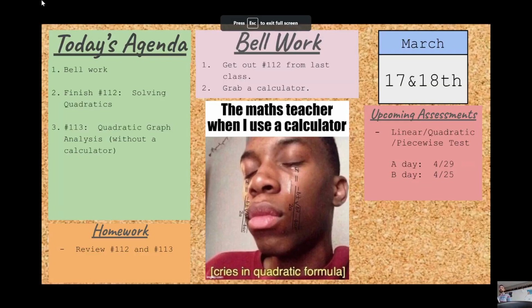First thing we need to do is look at and work on number 112 a little bit more. That was from last class. It's where we started talking about solving quadratics and talked about a few methods, including quadratic formula, but we didn't get too deep into that. So we are going to work on that a bit more together.